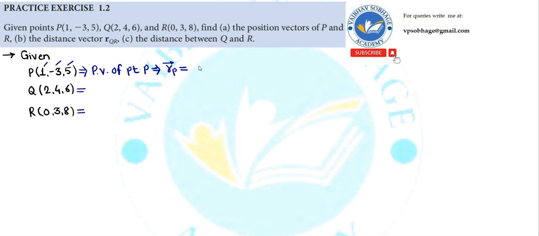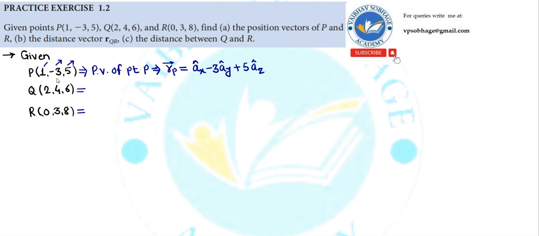So very firstly, what is the magnitude, or the component along the x direction? That is 1 over here, so that will be 1 ax. Then what is the magnitude along the y direction? We have minus 3 ay. And what is the component along the z direction? That is plus 5 az. So this is the vector rP, or you can say the position vector for your given point P.